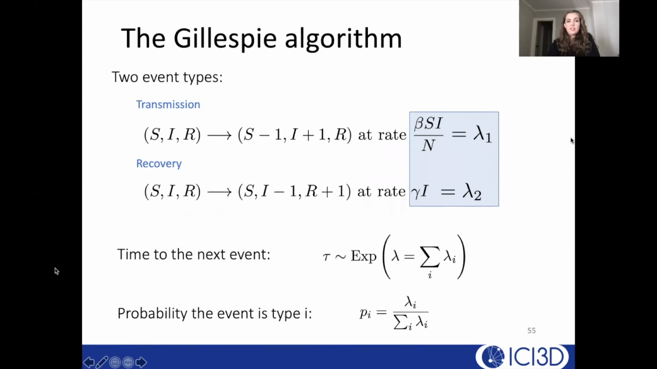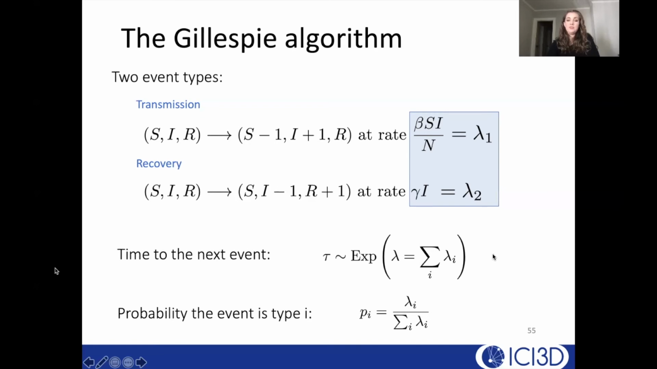As far as event types go, in this relatively simple model, we just have 2 types of events, and they each have a rate. So beta S I over N, the rate of transmission, we'll call lambda 1. The rate of recovery, we'll call lambda 2. And the time to the next event, tau, is distributed exponentially with a rate parameter that's equal to the sum of the rates of each of those events.